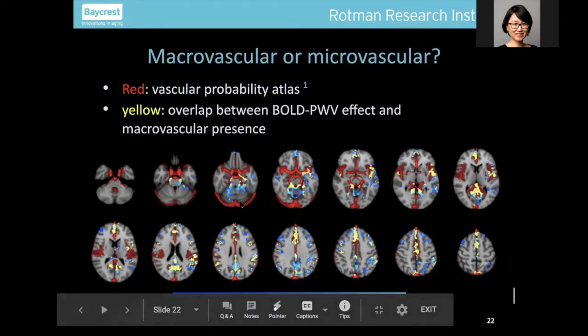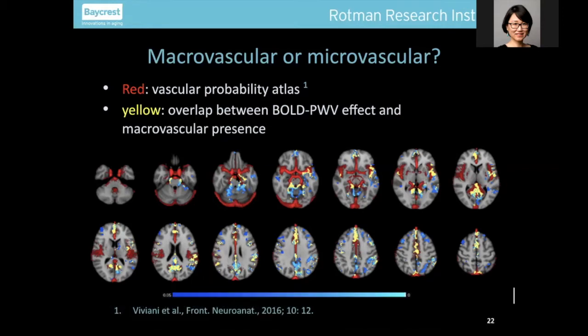So the red here, you can see, are voxels demonstrating a high probability of finding a large vessel across multiple individuals, in this case 69 individuals. You can see here the circle of Willis, and up here the sagittal sinus. These are all well-known large vessels, whereas the smaller vessels, which you don't see, have been thresholded, so they're not shown because there's more variability across individuals in those cases.